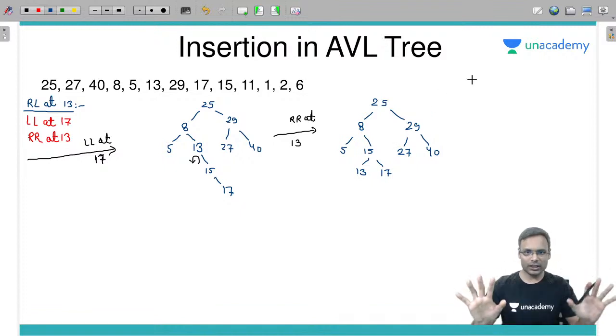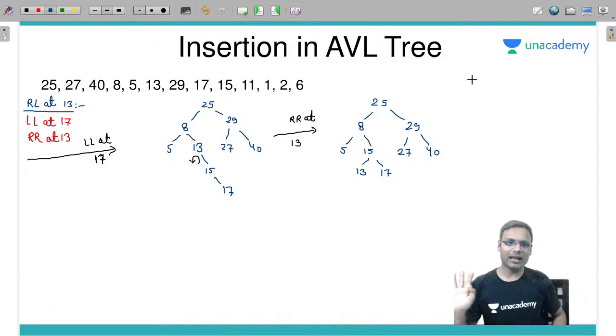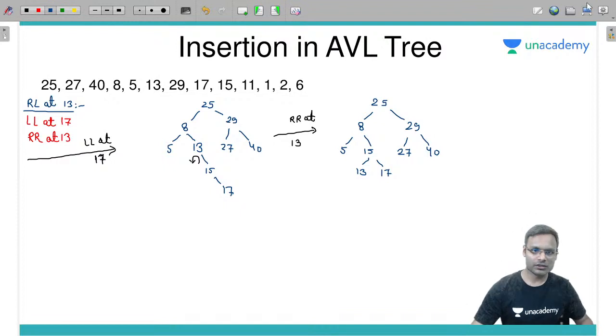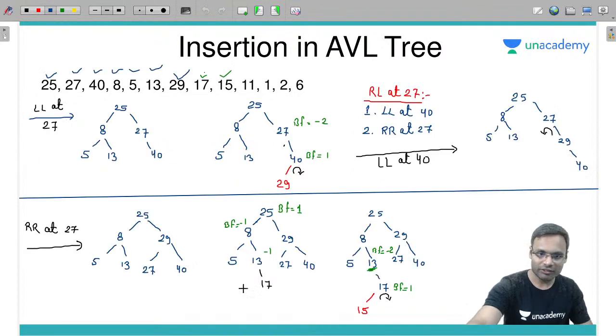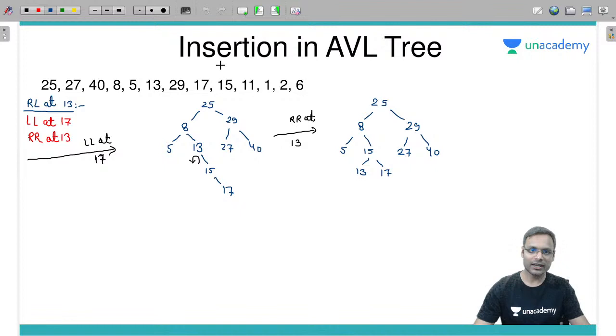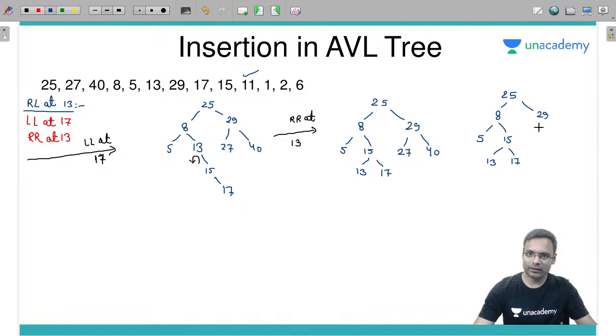Understood. This is the tree which is balanced now after 2 rotations. Last time we inserted 15. After that, the next insertion is 11. In this particular tree, I am going to insert 11 now. Let me insert: 25, 8, 5, 15, 13, 17, 29, 27, 40.